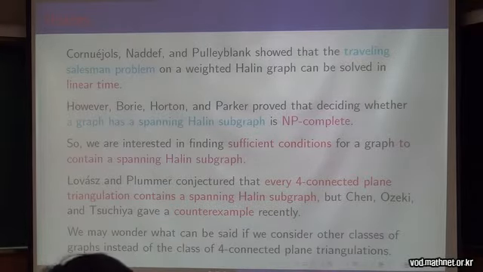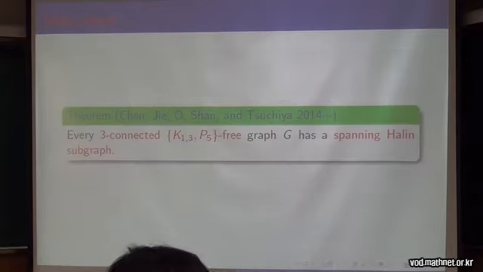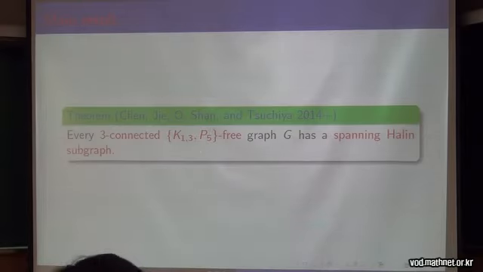So we maybe wonder which classes of graphs guarantee the existence of a spanning Halin subgraph. Yes, spanning Halin subgraph. So we proved this one. Of course, it should be 3-connected, because a Halin graph is 3-connected. So it must be 3-connected. We need this condition, and a forbidden pair, those two graphs, guarantee the existence of a spanning Halin subgraph.